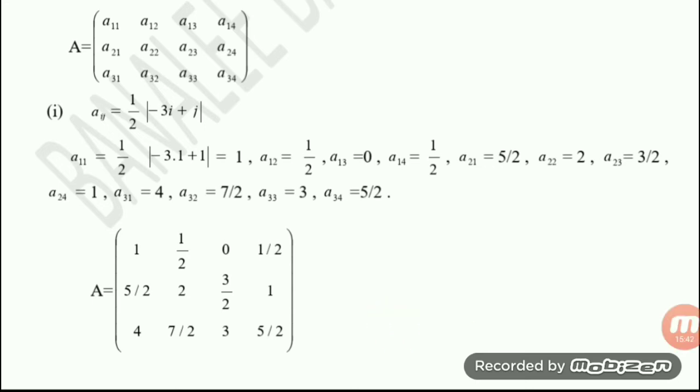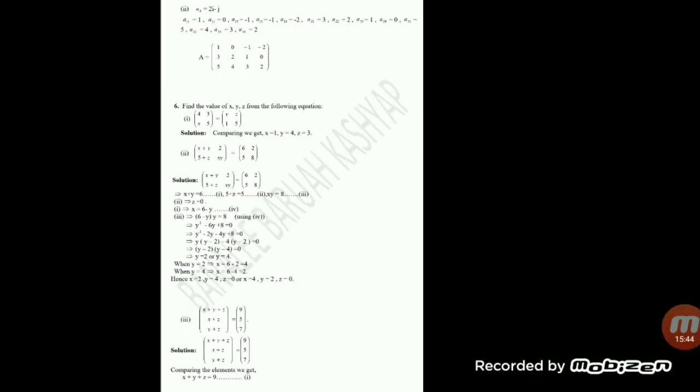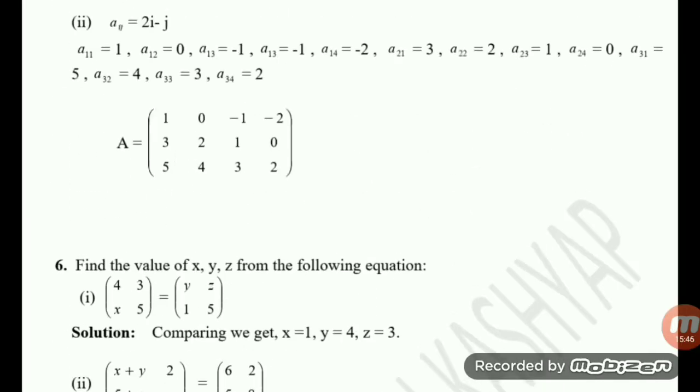Okay, let us go to the second part of this question. So the second part of the question, Aij is given by 2i minus j. It's a simple calculation. A11, 2 into 1 minus 1, which is 2 minus 1, is equal to 1. A12, 2 into 1 minus 2, 2 minus 2 is 0. A13, 2 into 1 minus 3, that is equal to minus 1. Then A14. You have to get A14 also.